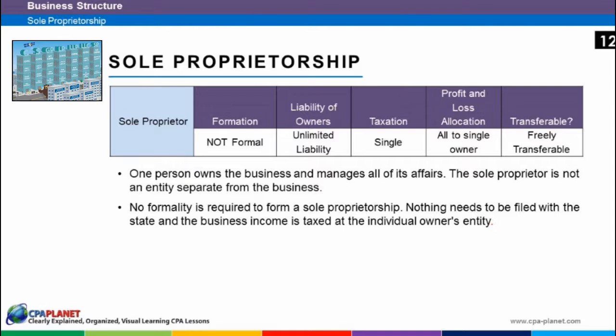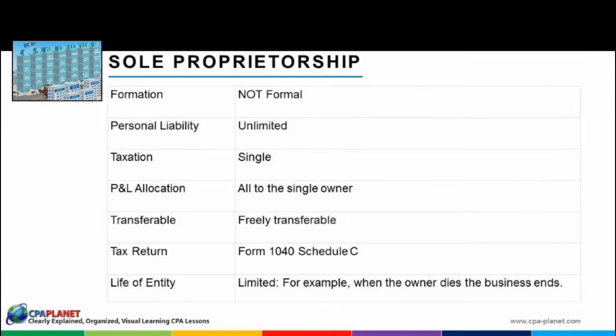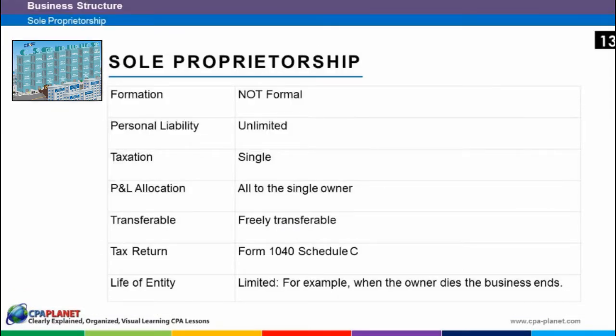Liability of owners: unlimited liability, just like you have theoretically in your own life. Unlimited liability as the owner. If your business does something, then you have liability. Taxation, single person, it just goes onto your 1040 on the Schedule C. Profit and loss allocation all goes to the single owner. Transferable, freely transferable. So very, very straightforward. One person owns the business, no formality is required. I think you'll get those questions.